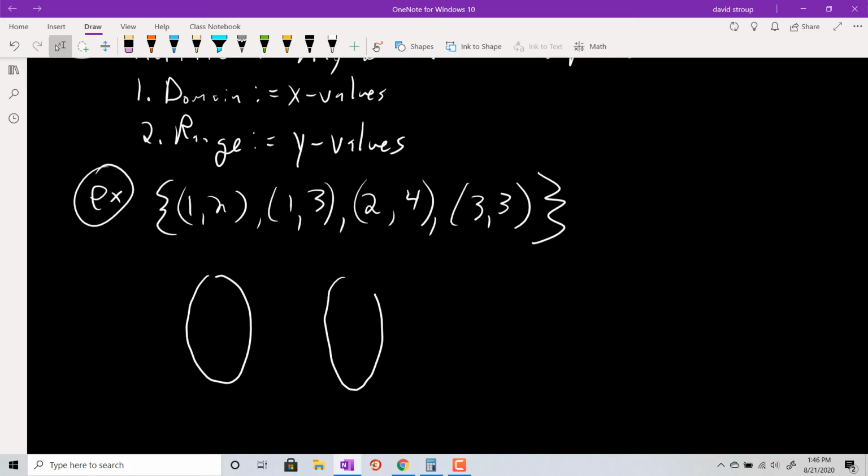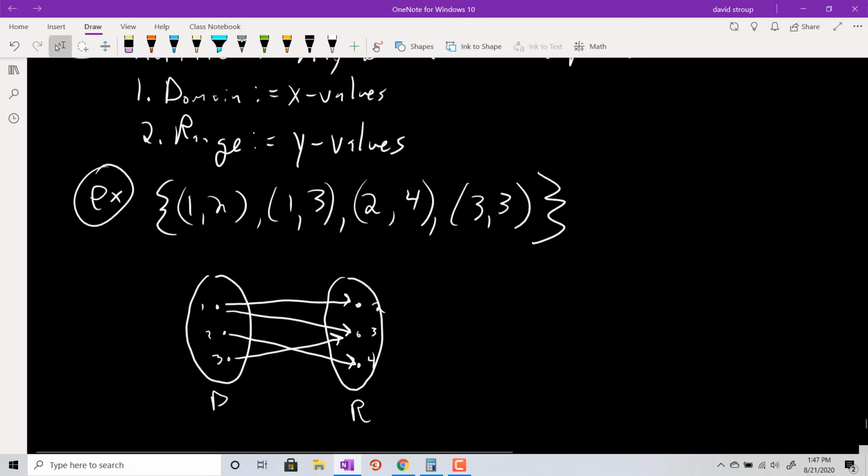So we're going to put all of the domain elements on the left. So we have 1, 2, 3. And then all the range elements on the right. 2, 3, 4. Okay. And if they're connected by an ordered pair, this is the domain, this is the range. If they're connected by an ordered pair, we're going to draw an arrow. Okay, so 1 goes to 2, and 1 goes to 3, and 2 goes to 4, and then 3 goes to 3. Okay. So there is a representation of a relation.